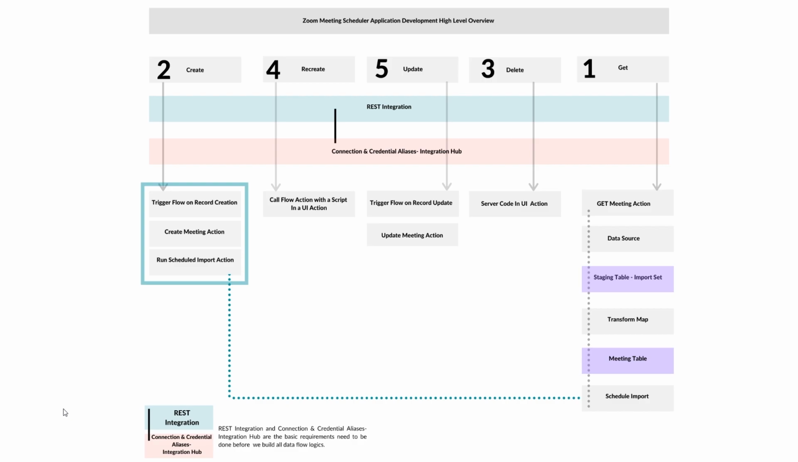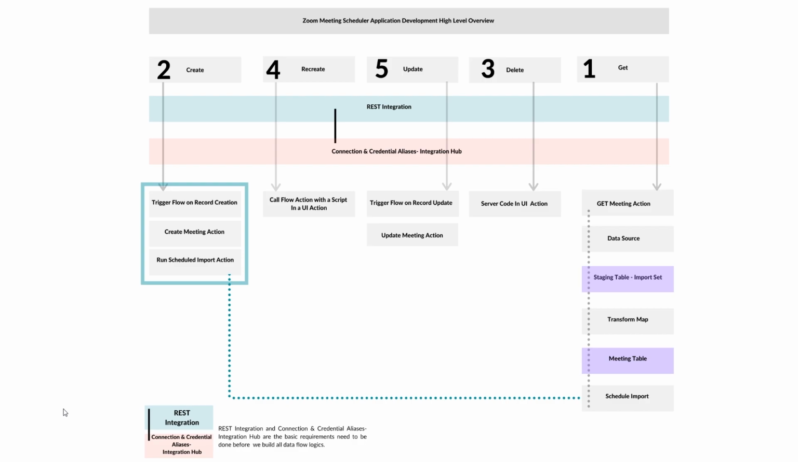The first one is creating a REST action, which is going to send a request to the API to get all Zoom meetings. Then we will call this action from a data source, and once we have the data, we're going to put it in a staging table, then transform it. We will also have a schedule import, and we will see in detail everything that I have explained, and also how the schedule import is going to be useful for us.